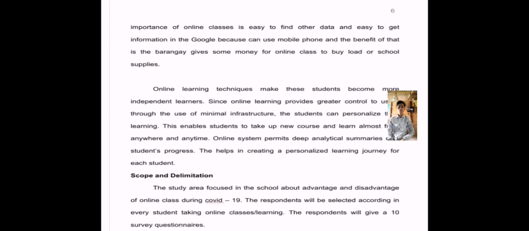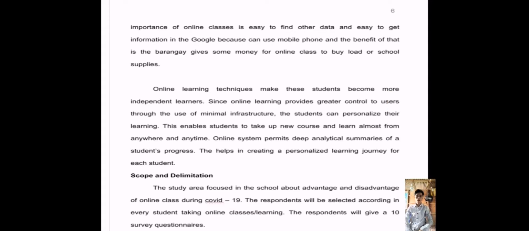The importance of online classes is to find other data and get information easily in Google, because students can use mobile phones. The benefit of that is the barangay gives some money to buy e-loads to join online class, or gives gadgets for joining the class, or gives a SIM like DITO, because DITO has a very fast signal.